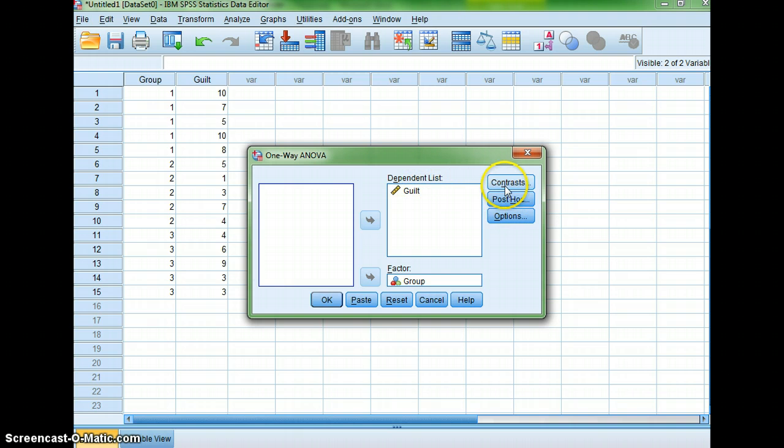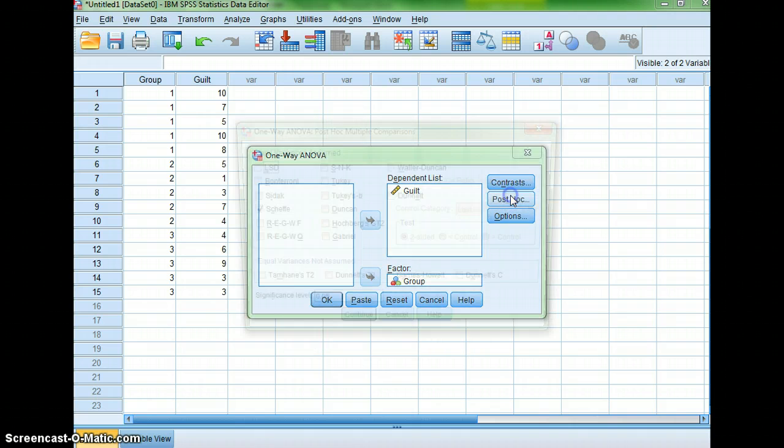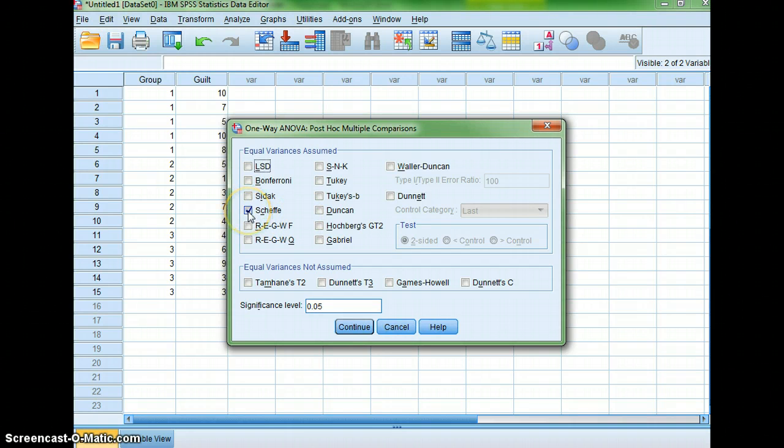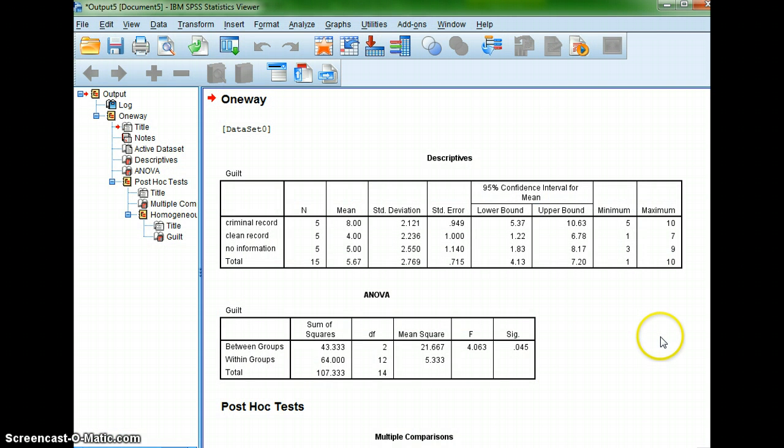So also I'm going to go to Options and I'm going to click Descriptive to make certain that I can get my descriptive statistics from Unit 2. And then also I am going to click Scheffe to do my post hoc test. So now I can just go ahead and hit Continue, and there you can see that SPSS has calculated several different tables for us.